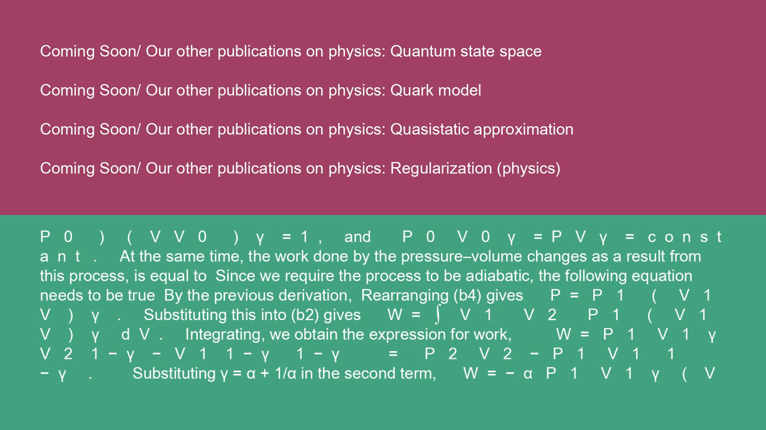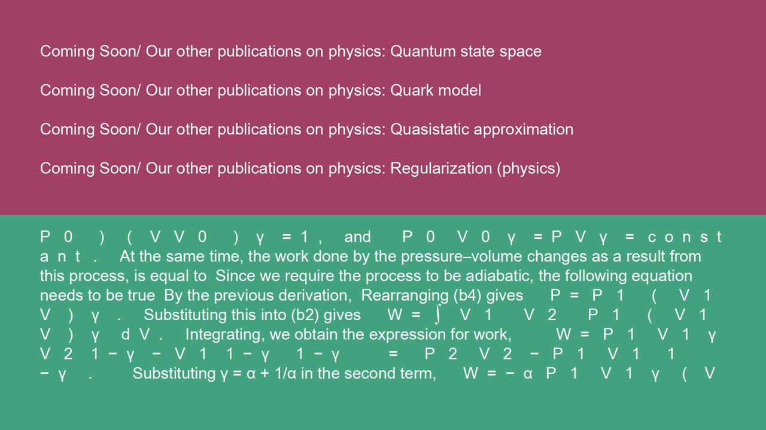At the same time, the work done by the pressure-volume changes as a result of this process is equal to the following. Since we require the process to be adiabatic, the following equation needs to be true by the previous derivation. Rearranging B4 gives P equals P1 (V1/V) to the gamma. Substituting this into B2 gives W equals the integral from V1 to V2 of P1 (V1/V) to the gamma dV. Integrating, we obtain the expression for work: W equals P1 V1 to the gamma times (V2 to the 1 minus gamma minus V1 to the 1 minus gamma) over (1 minus gamma), equals (P2 V2 minus P1 V1) over (1 minus gamma).